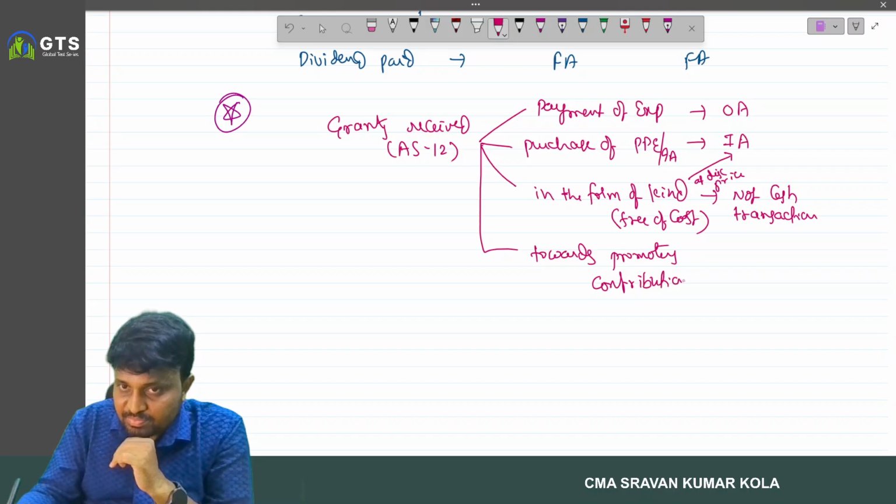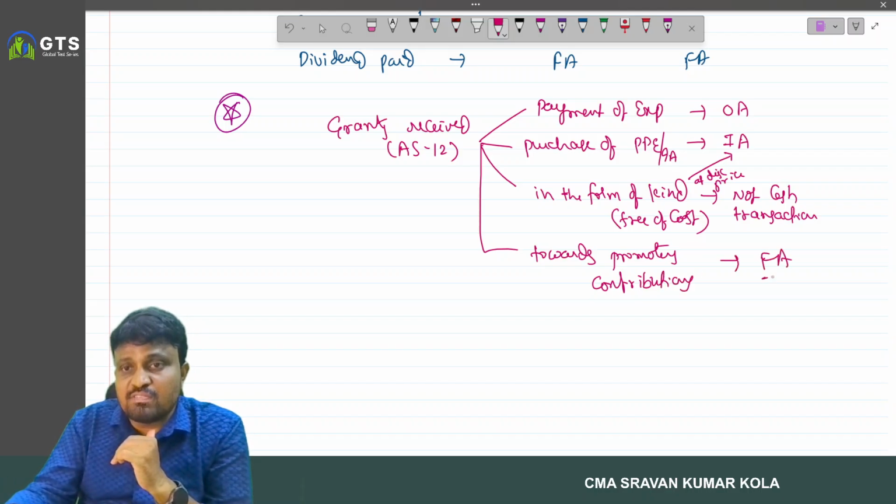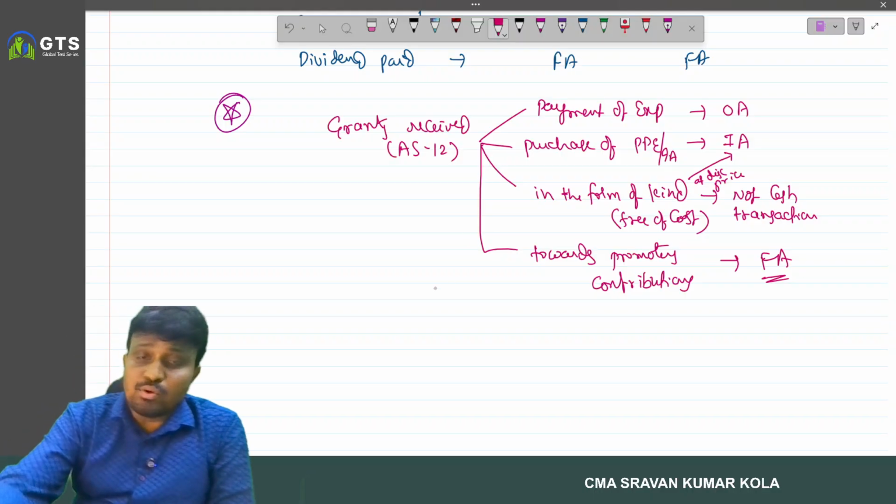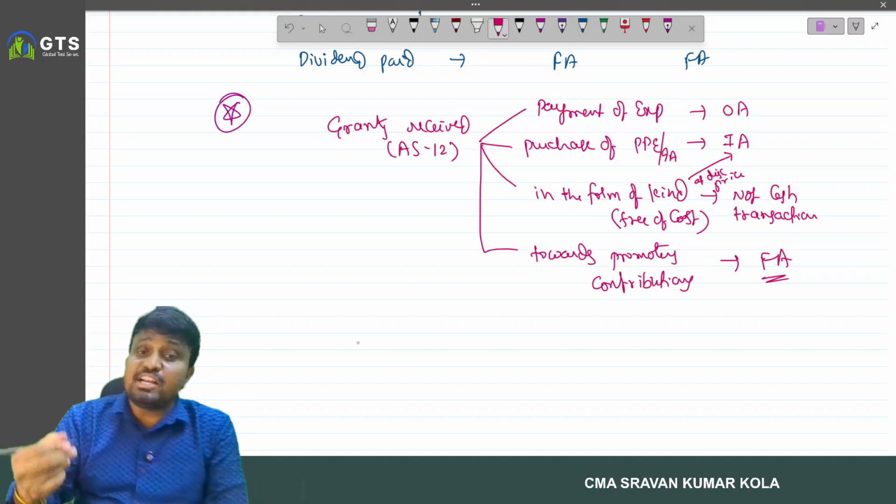Promoters' contribution. Promoters' contribution is always what? Financing activity. Covered under what? Financing activity. Okay. And even grant refunded, if any.